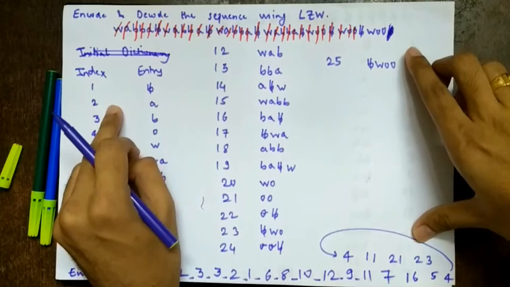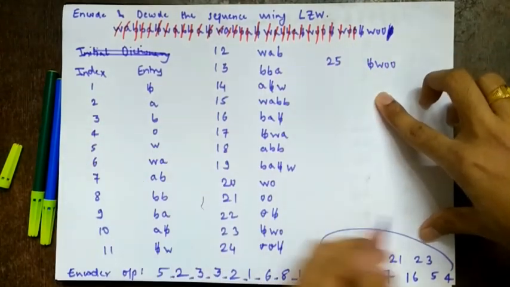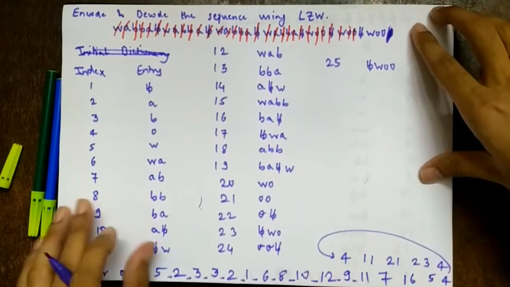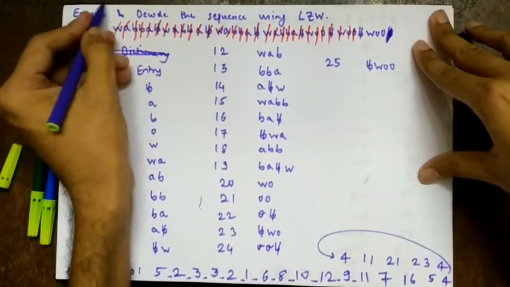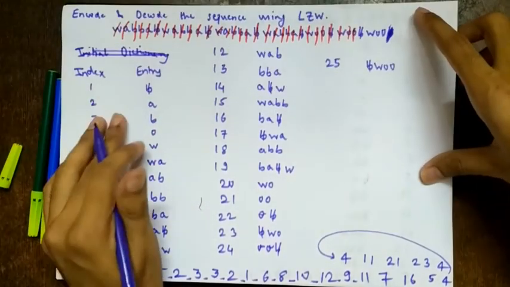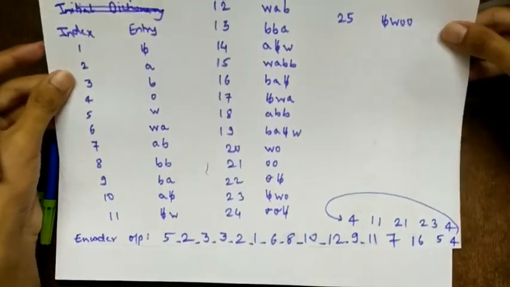O is already there in the dictionary, so no need to make a new entry, but you have to send it. So for that you will take the last entry as 4, right? So this is the way we have to encode, right? So we are done with only half part, encode as well as decode we have to do, right? So I hope you have understood. If you have not understood, you can just rewind the video and see again, okay?